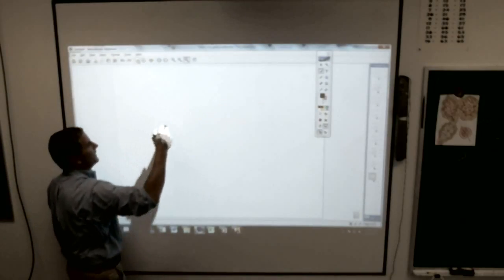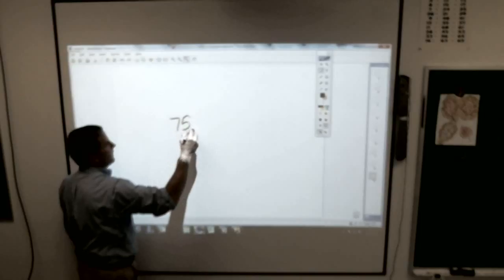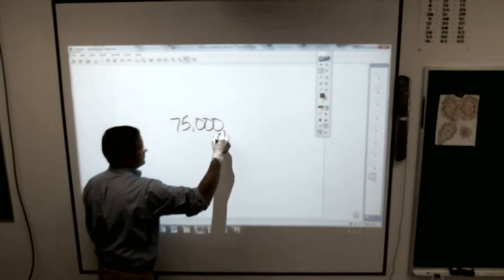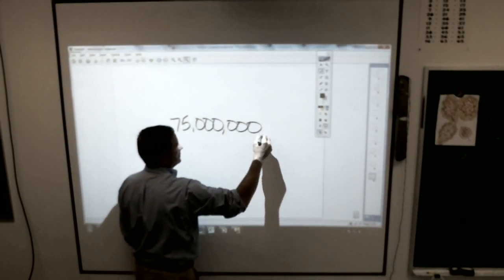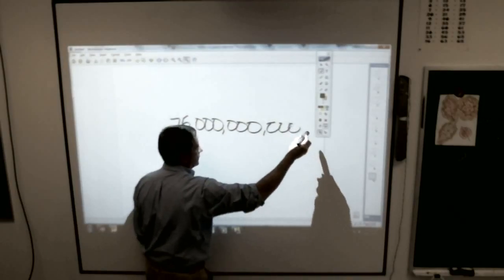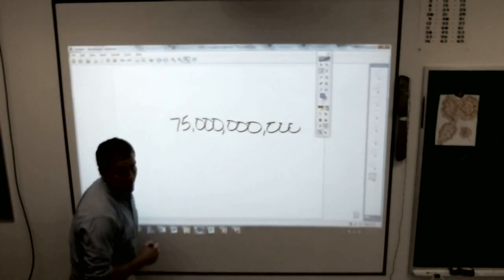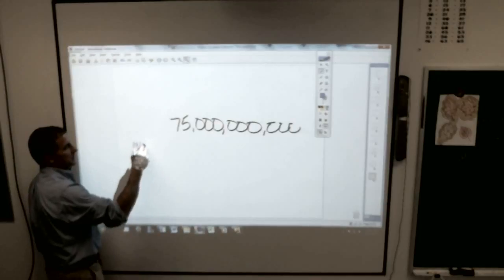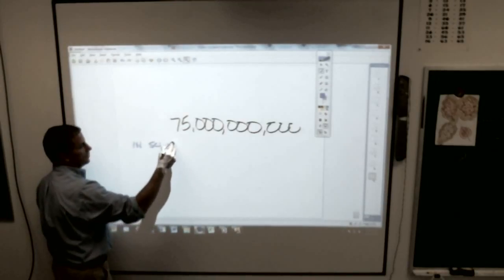Another one. What if I have 75 billion? 1,000, million, billion. And you were asked to write that in scientific notation. In sci notation.